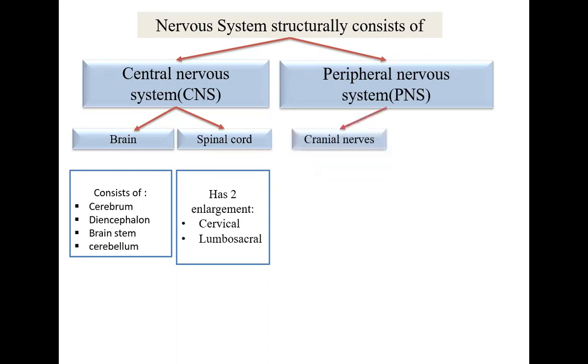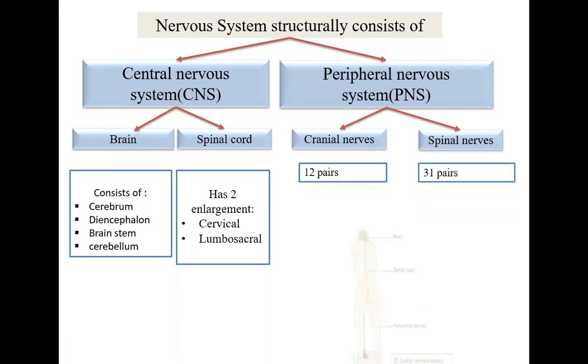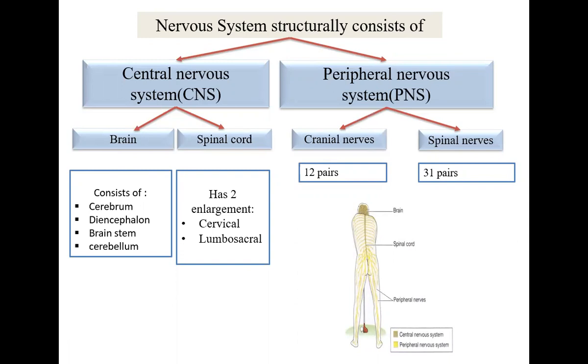Okay. Then coming to the peripheral nervous system. What is the peripheral nervous system? It consists of the nerves which are going outside. There are nerves which are coming from the brain and the brain stem itself. Those are called the cranial nerves, which come from the brain and brain stem.